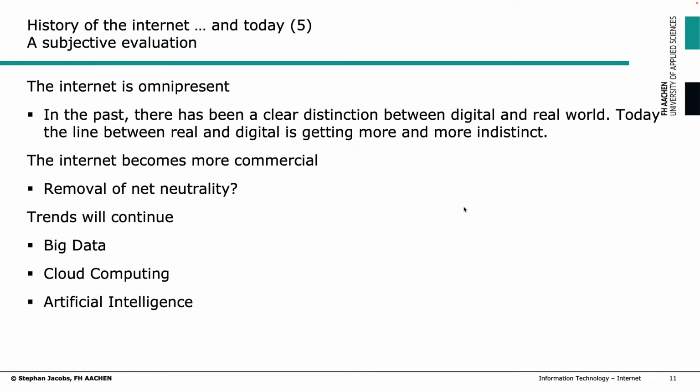Finally, the internet has become omnipresent. In the past, there has been a clear distinction between the real world and the virtual world. But today, the line between those two is getting more and more indistinct. Another fact is the internet becomes more and more commercial, which leads to discussions about net neutrality. Just have a look in Wikipedia or any other source what this is all about and why this is important for the internet and why it is under risk.